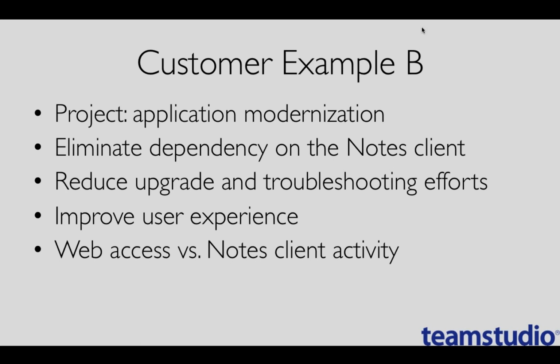And so one key piece of data in this project is web access versus Notes client activities. So that's something that we've built in and we've taken on board as a requirement from our customers. So web access versus Notes client activity. How can you get, again, good, reliable, and easily accessible information in that area?